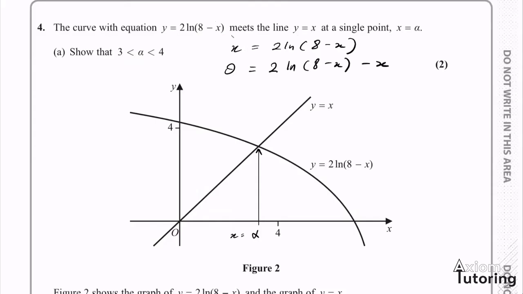Now, again, it's important to realize we are not solving for x. Instead, what we want to do to show that alpha can lie in this range, we're going to express this as a new function. So we're going to write a new function f of x is equal to 2 ln of 8 minus x minus x. Then what we're going to do is investigate the points 3 and 4.